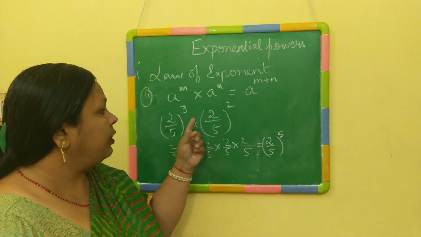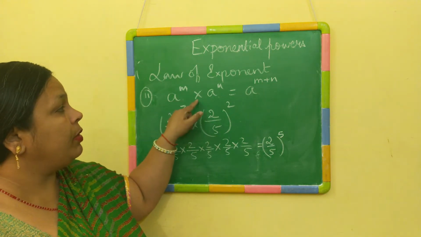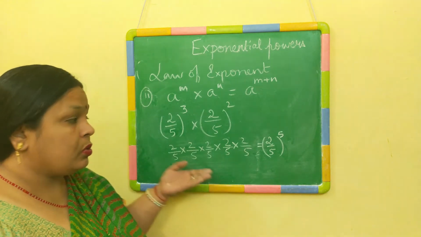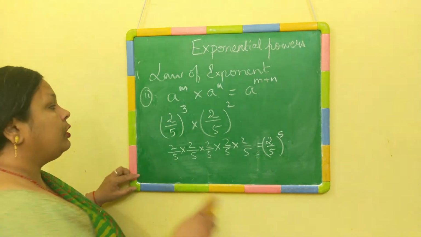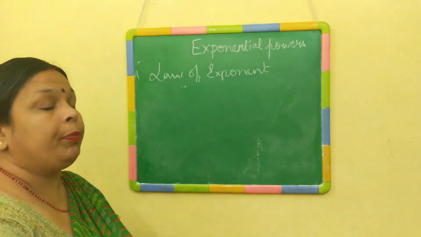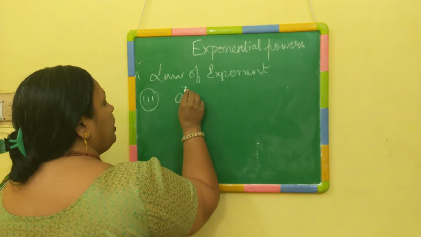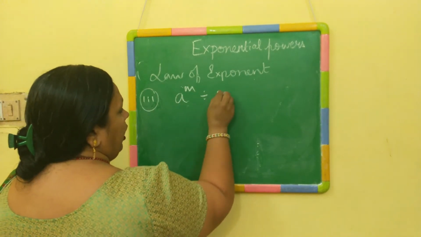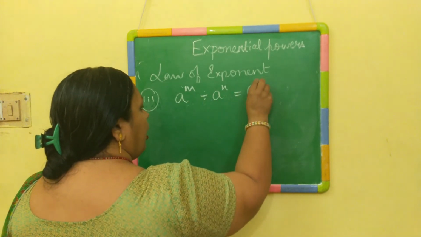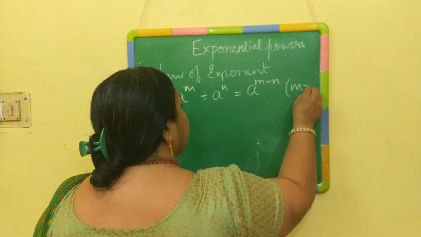Now what is 5? 3 plus 2 is 5. So what we are saying is a power m into a power n is equal to a power m plus n. So this was the practical application. Let's go for the third law. The third law of power and exponent says when bases are same and divided, powers are different, we are subtracting them in case m is greater than n.